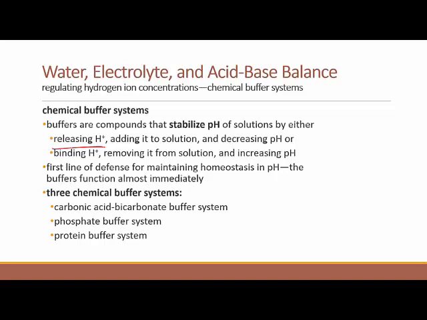And we have three means of doing this chemical buffering. We do it with the carbonic acid bicarbonate buffer system. We do it with another molecule that acts almost exactly like carbonic acid called phosphoric acid. It's the phosphate buffer system. And then proteins as well have the capacity to do this kind of buffering. So let's take a look at these one at a time.